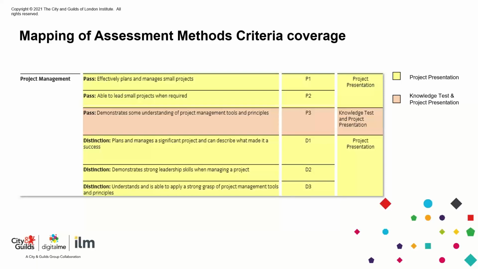project presentation. So you will find other modules which will have the same color, which will mean exactly the same, assessed within knowledge test and project presentation. And then the last 3 distinctions, D1, D2, and D3, which will be assessed only in the project presentation.